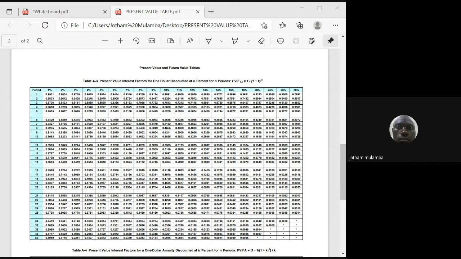Then the next one is a syndicate. I had already told you about syndicate. This is where several banks are combining efforts to give out a loan to a single borrower. And I had given you an example.